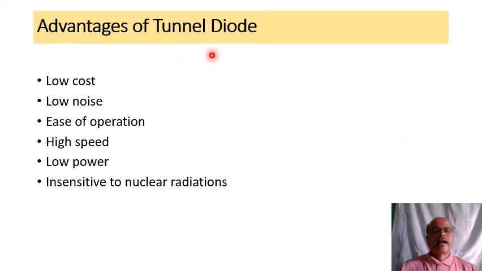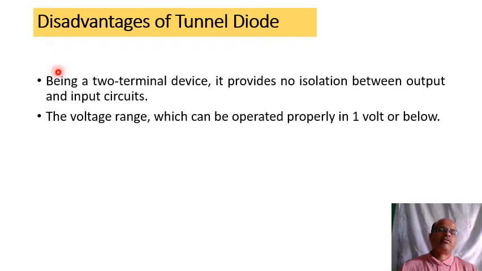Next are the advantages of the tunnel diode. A tunnel diode has very low cost, low noise, ease of operation, high speed, low power, and is insensitive to nuclear radiation. These are the advantages of the tunnel diode. Due to this, in a number of cases the tunnel diode is used, that is, it can be used as an amplifier and also an oscillator.